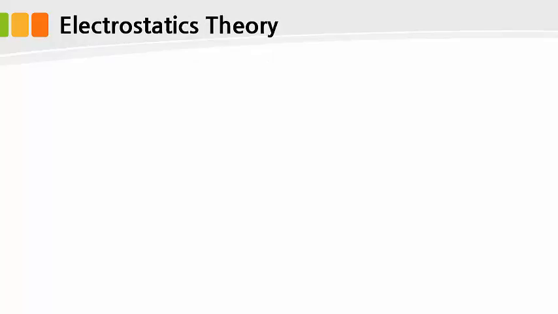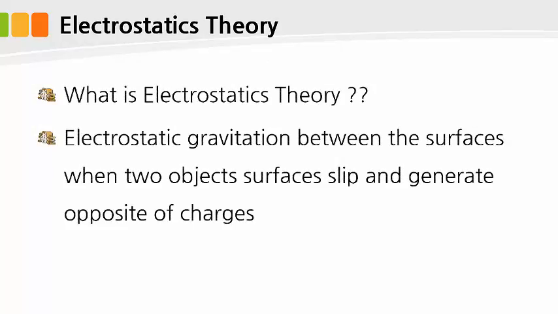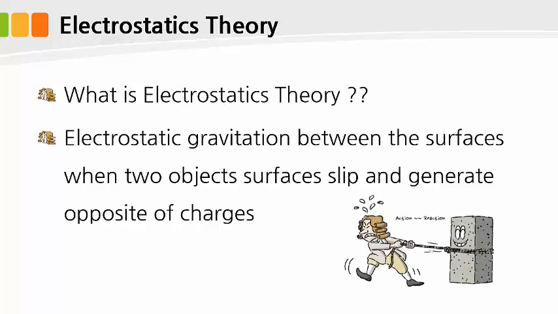What is electrostatics theory? Electrostatic theory explains that friction occurs due to electrostatic attraction between the surfaces, when two object surfaces slip and generate opposite charges.